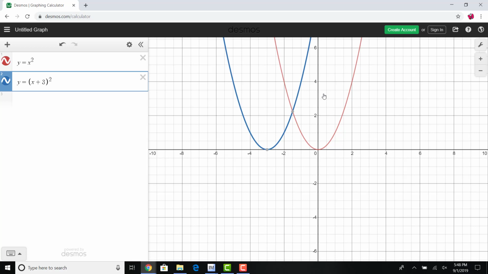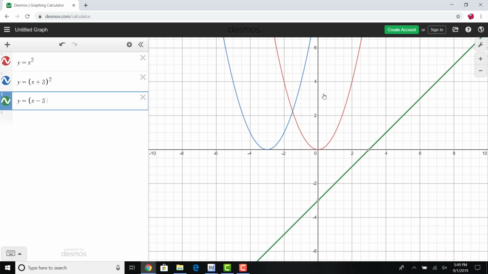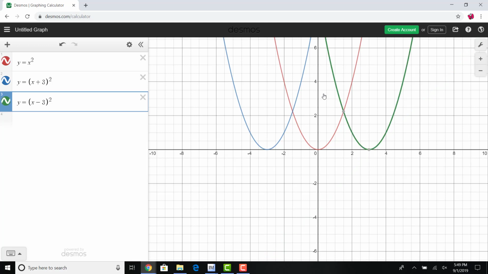So the red graph is our parent function and the blue graph is what happened when we added 3 to the x inside the squared. And you notice that it moved my graph specifically 3 units to the left. So what would happen if I did a minus 3 instead of a plus 3? So y equals, again I'm going to do my parentheses, x minus 3, and we're going to do our shift 6 squared, and that's my green graph.